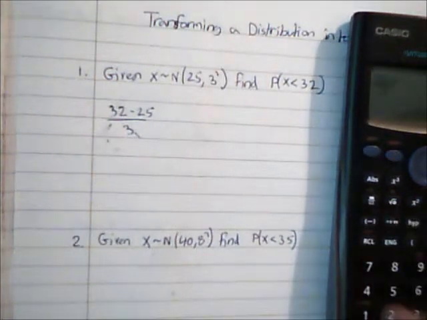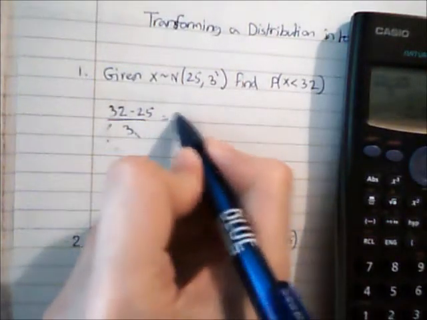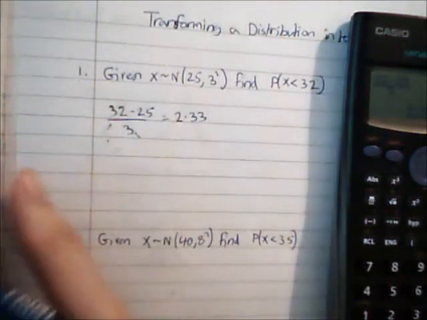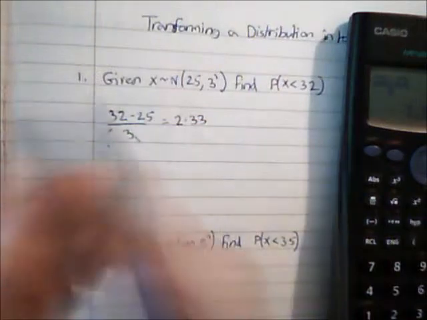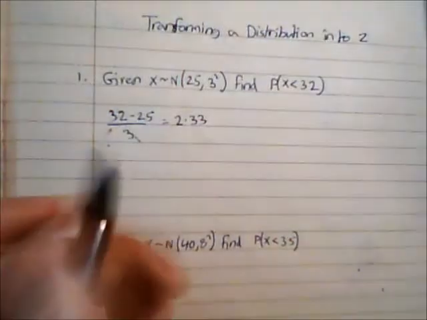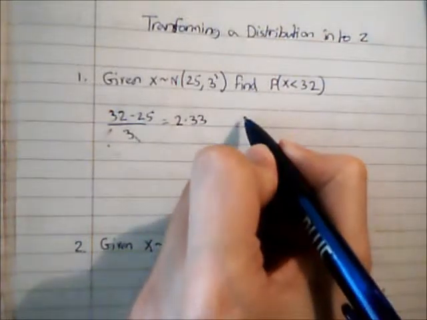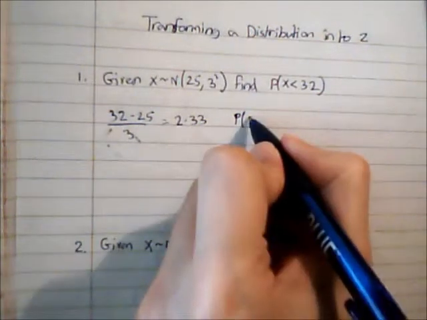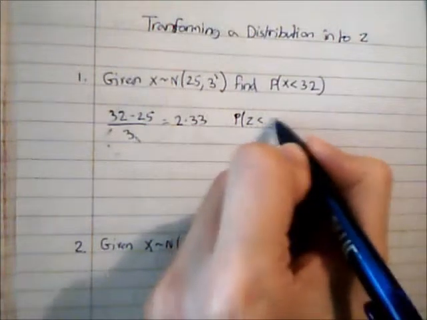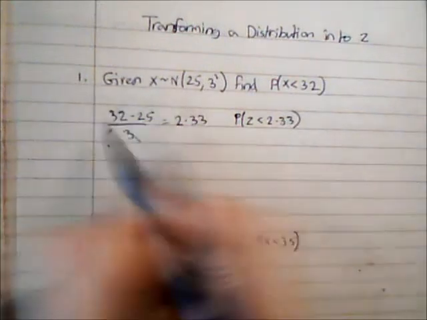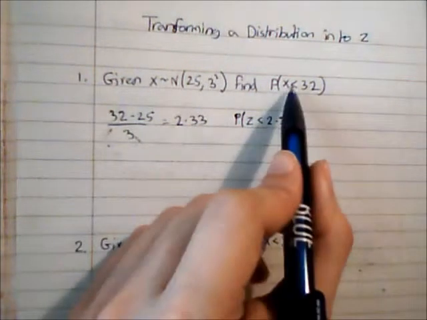So 32 subtract 25 over 3 gives me 2.33, and I'm going to do this to 2 decimal places because that's the accuracy I have in my tables for the normal distribution. Now I'm just going to rewrite this using the notation that we want. So when I have a value of 32, that's equivalent to finding the probability that Z is less than 2.33, because I've transformed it from a problem in X to a problem in Z.